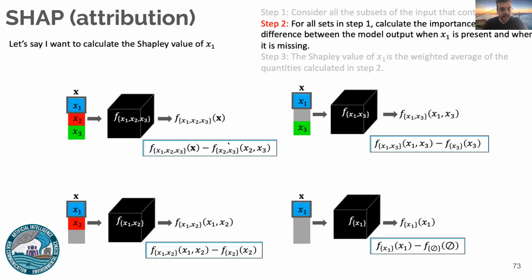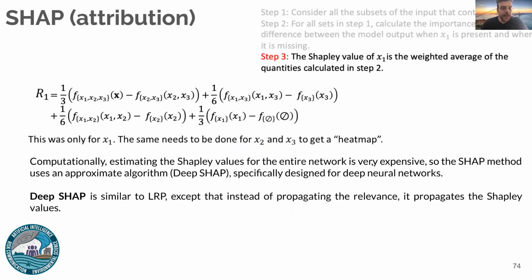And the last step, in the next slide, we take a weighted average of those quantities that we calculated in step 2. So the Shapley value of X1 is the weighted average of the marginal contributions of X1 when considering all the possible combinations of the input set. That's all. However, now you realize that in order for us to have a heat map, we need to do the same thing for X2 and the same thing for X3.